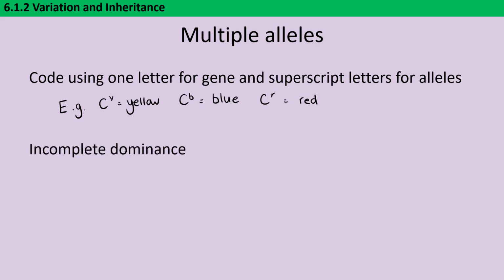Well, this is what we call incomplete dominance. So we could say that red was incompletely dominant in that it's dominant over yellow, but not over blue. And so we can put these into a little list and say, well, blue is dominant over red, and then red is dominant over yellow. And this is what we call a dominance hierarchy.